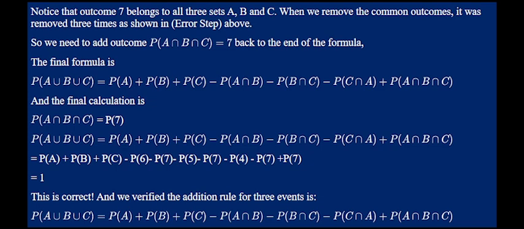So the final calculation: the intersection of all sets is 7. So the union of all sets equals A plus B plus C minus A intersection B minus B intersection C minus C intersection A plus the intersection of all sets, which is equivalent to 12 over 7 minus 2 over 7 minus 2 over 7 minus 2 over 7 plus 1 over 7, which is 1. So this is correct.